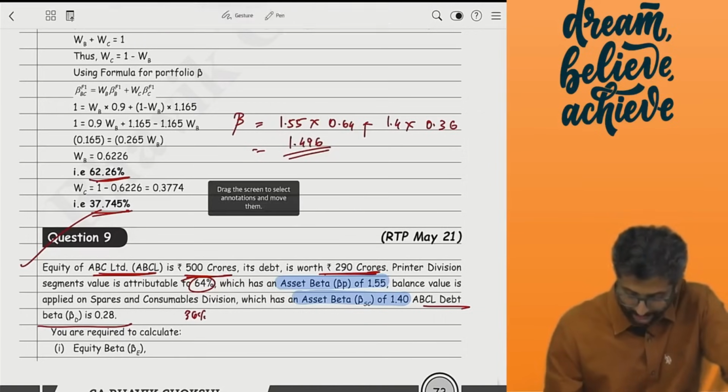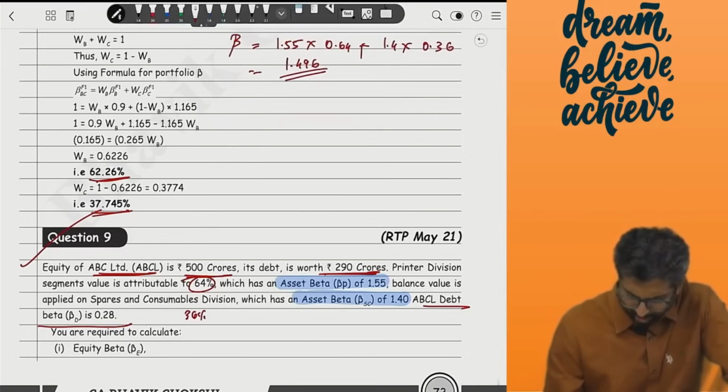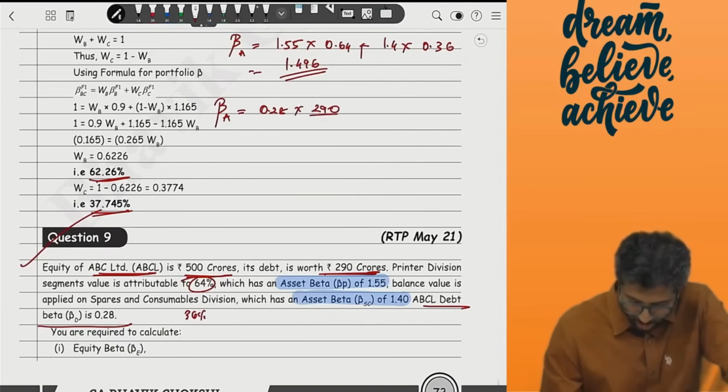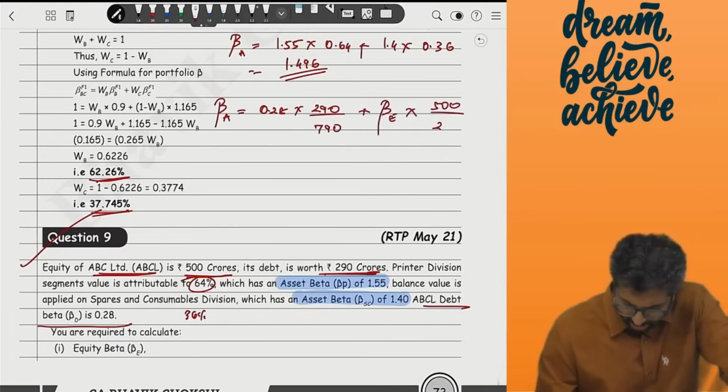However, I want to find the equity beta. So if the asset beta is this, how do we get the equity beta? What is asset beta? Asset beta is the beta of debt into the weight of debt plus the beta of equity into the weight of equity. What is the beta of debt? The beta of debt is given to me as 0.28, into the weight of debt, that is 290 upon 790, plus equity beta into the weight of equity, 500 divided by 790.